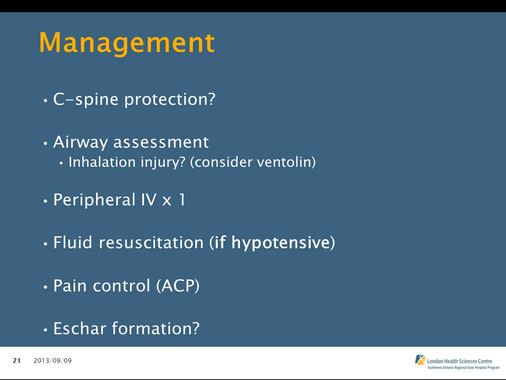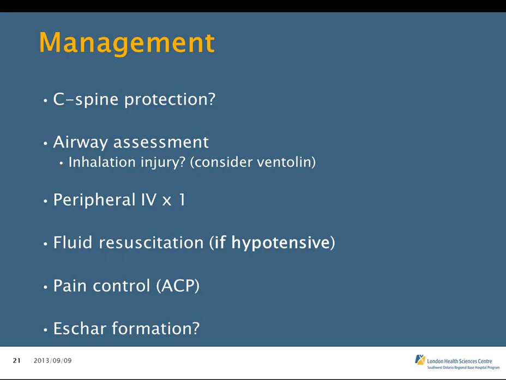If we can, obtain a peripheral IV, preferably in a non-injured site. If we can get access in a region that is not burnt, that is preferable. However, if that is not an option, then that's understandable and we do what we have to do. Certainly fluid resuscitation as required, but only if the patient is hypotensive. That would be following medical directives, and that's the only time that we could consider giving a bolus in these patients.